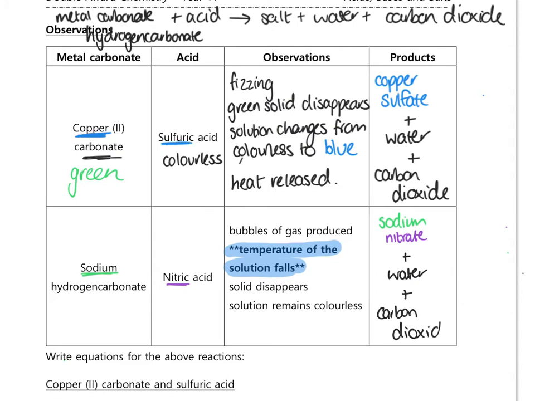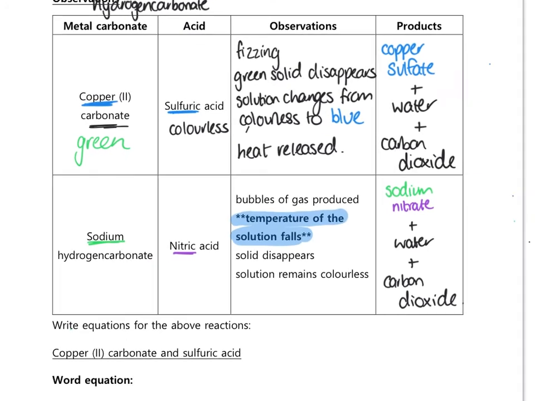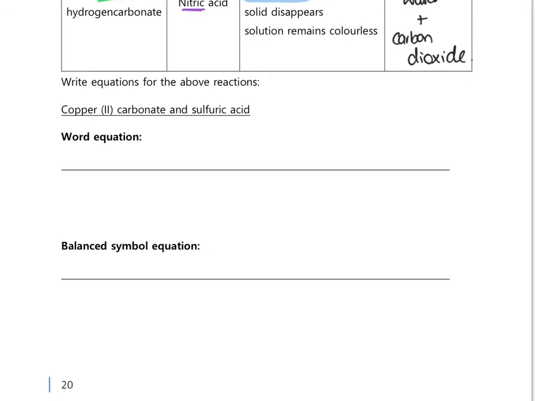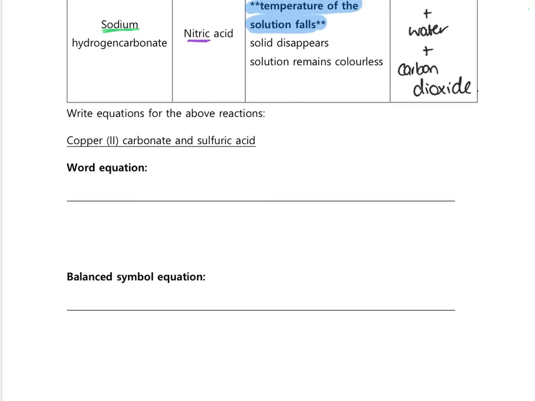Again, we could have tested that carbon dioxide using lime water. If we bubble carbon dioxide through lime water, it turns from colourless to milky, as we saw with our copper carbonate and sulfuric acid reaction. Now we need to be able to write equations for these reactions. You may feel confident in doing these yourself, in which case go ahead and then check you've got the right answer. If not, I'll talk you through the first couple of examples.